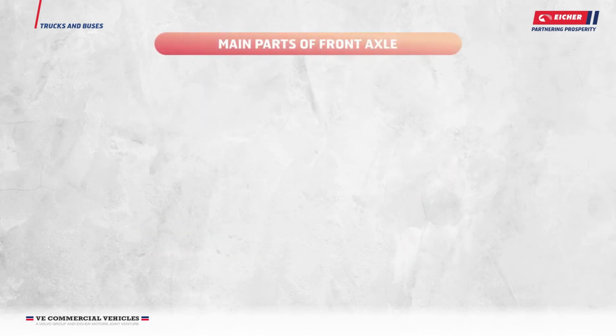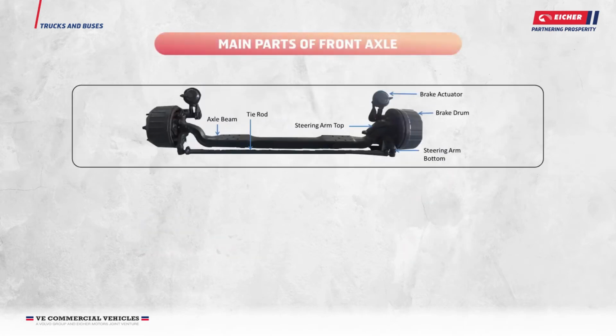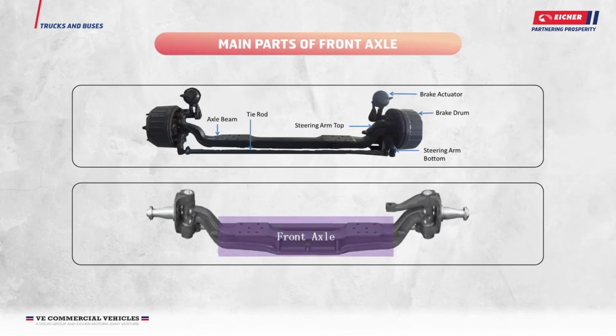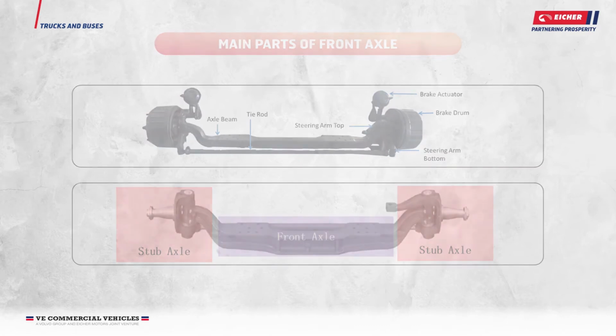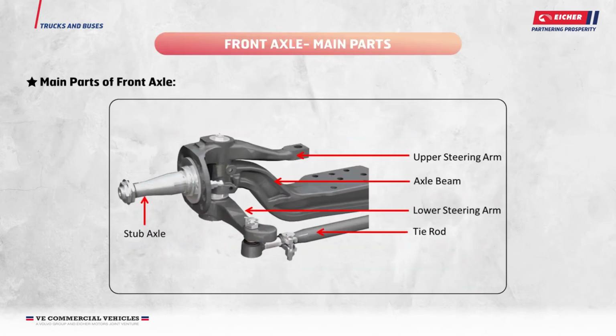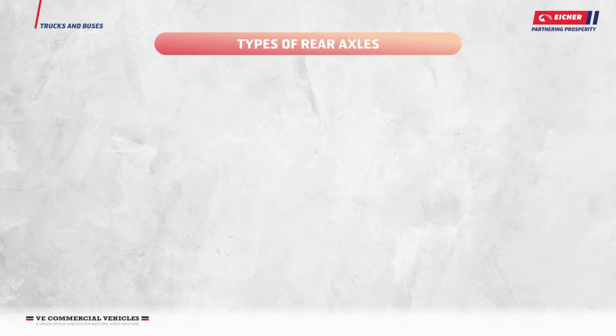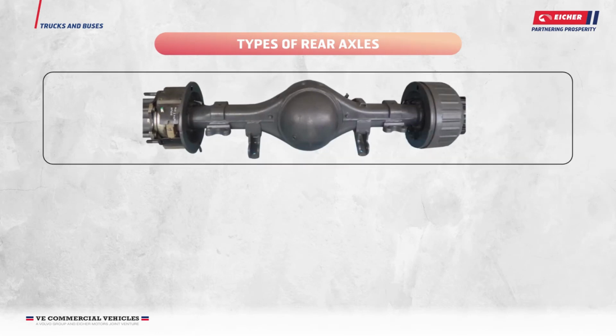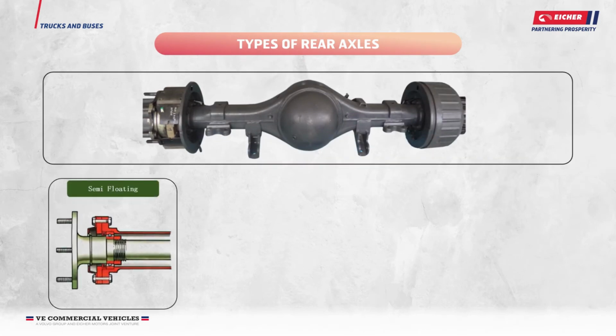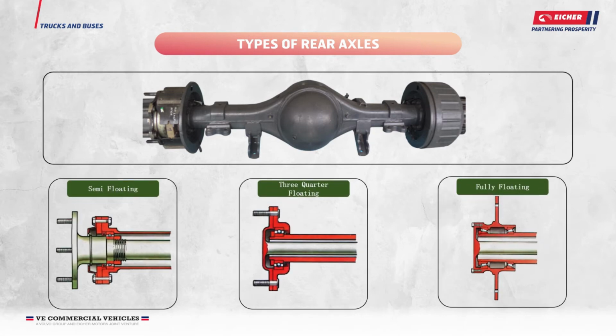Main parts of front axle. The main parts of the front axle are shown on the screen. They are the axle beam, stub axles with brake assemblies, tie rod, and steering arms. Here is a close-up look of the front axle indicating the main parts. Types of rear axles. Rear axle is classified into three types based on the load carrying and design aspects. They are semi-floating, three-quarter, and fully floating axles.